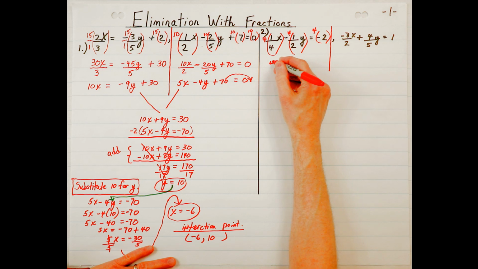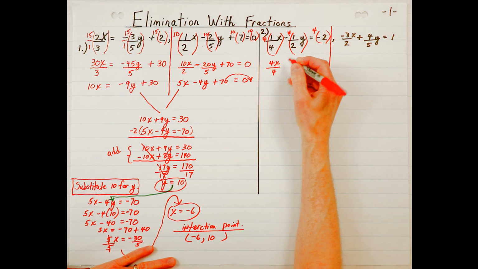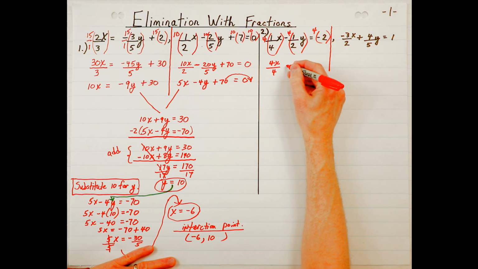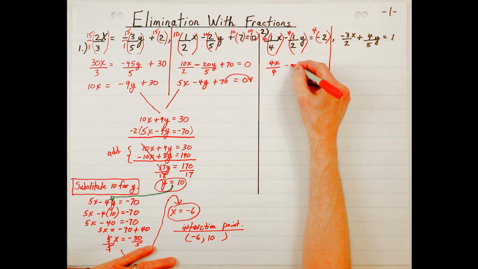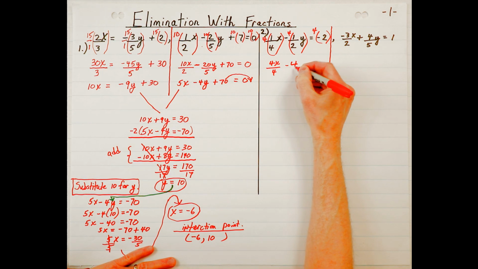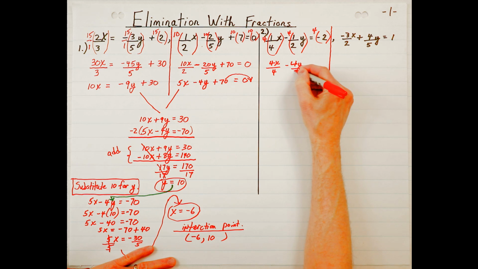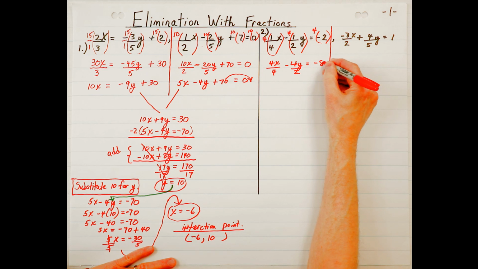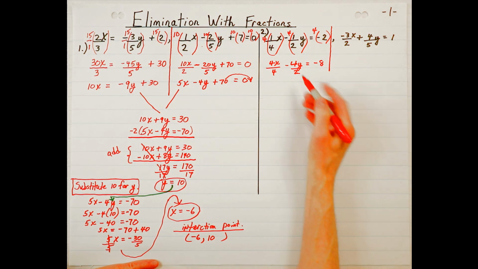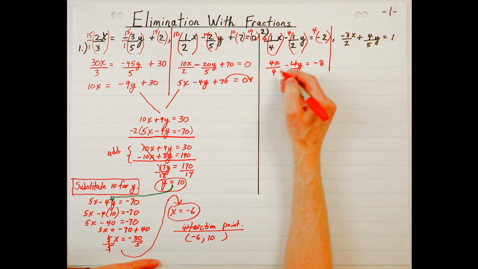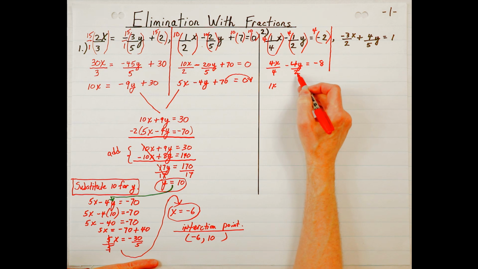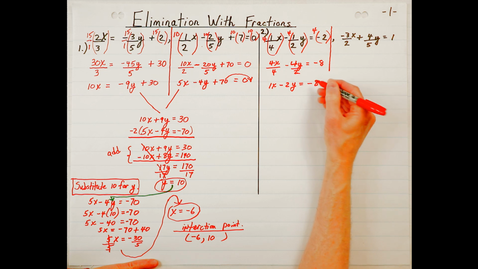So in this case, we get 4x over 4. Does that sound good? And in this case, in the middle term, we get minus 4y over 2 equals negative 8. Okay, let's divide. 4x divided by 4 is 1x, or x. Negative 4y divided by 2 is negative 2y, and that is equal to negative 8.